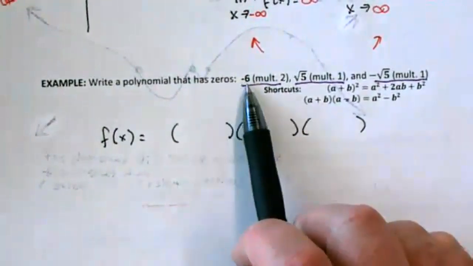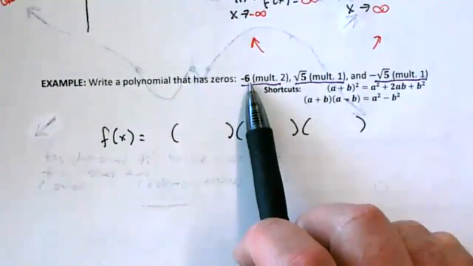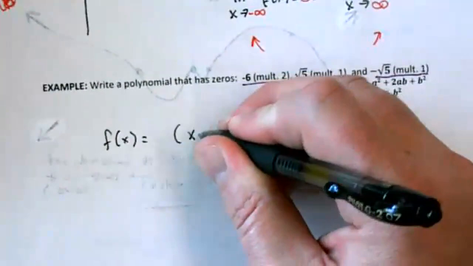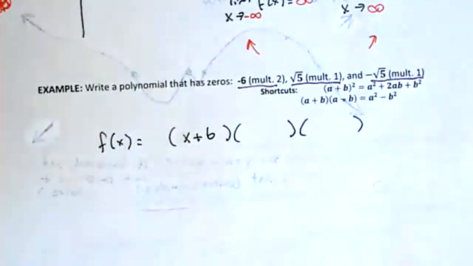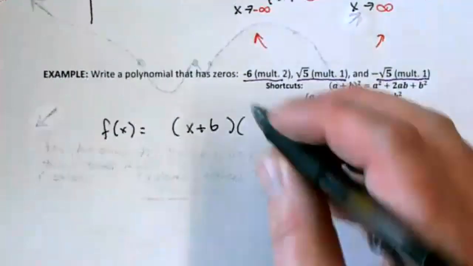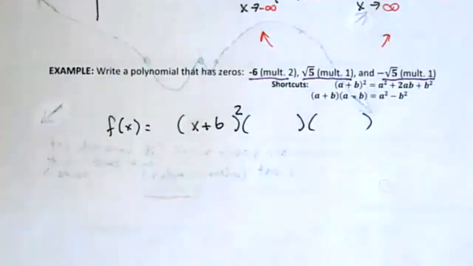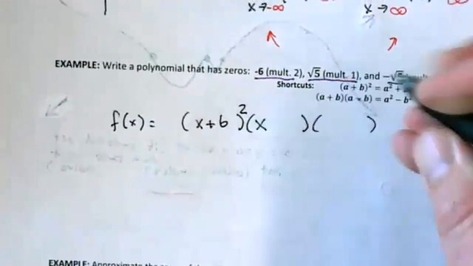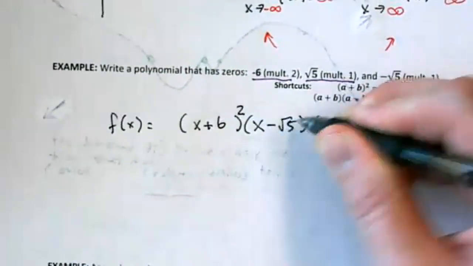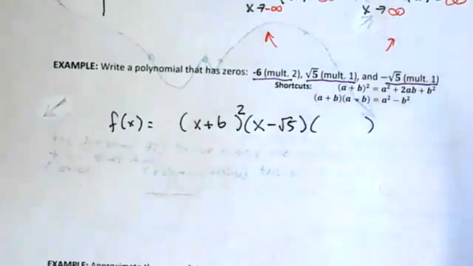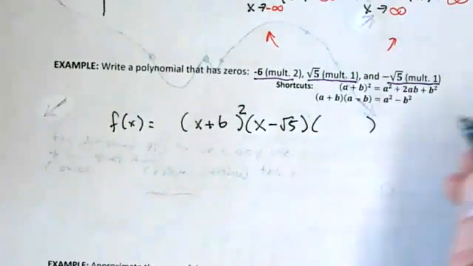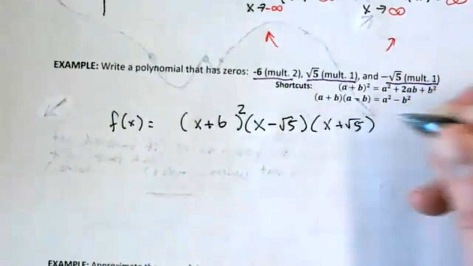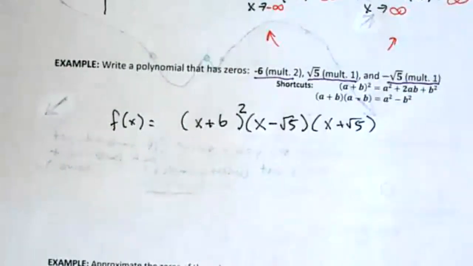So going backwards, if I have -6 as a 0, what's my factor going to be? X plus 6. And the exponent on that, multiplicity 2, so that'll be squared. A 0 of positive root 5 is going to give me x minus root 5. Multiplicity 1 means my exponent's 1. I'm just going to leave it off. And then we've got a negative root 5, so we've got x plus root 5. That would also be a multiplicity of 1. All right.